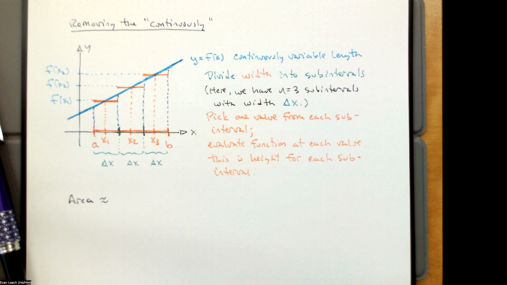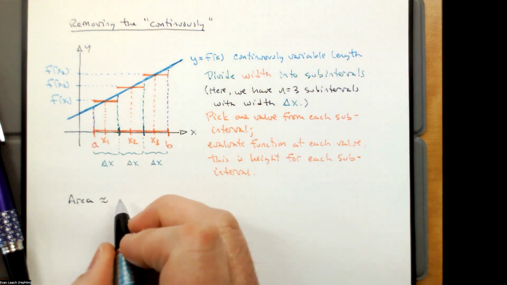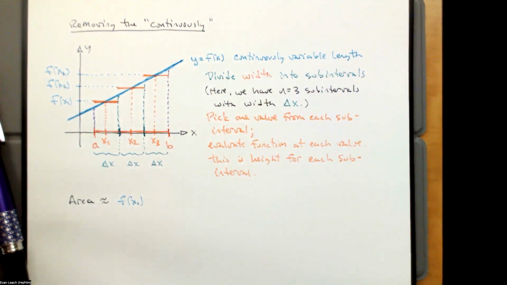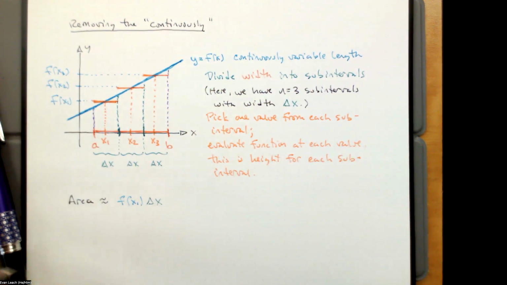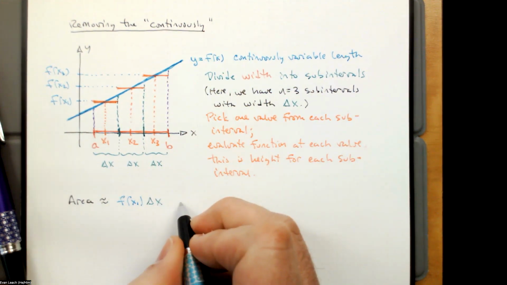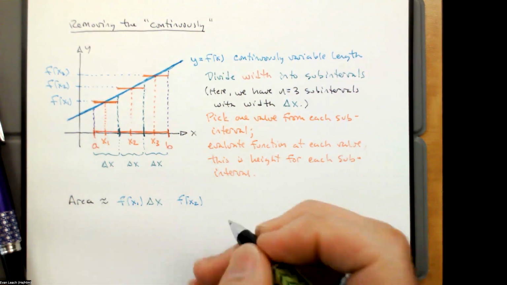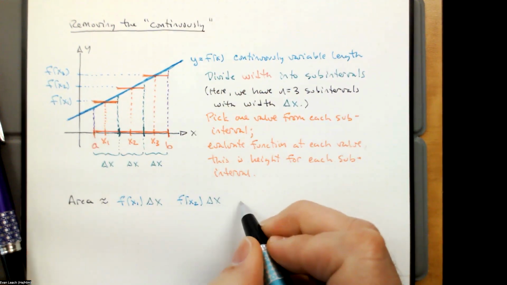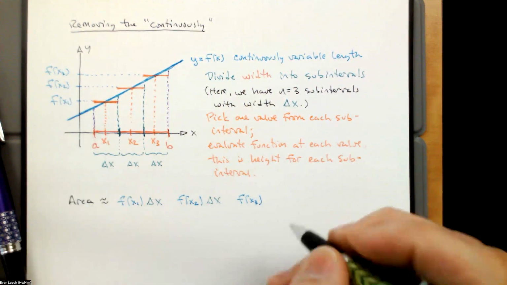In this case, with our three intervals, that area, this first rectangle is the function evaluated as the first representative times the delta x. And then we have the second representative times the delta x. And then the third representative times the delta x.